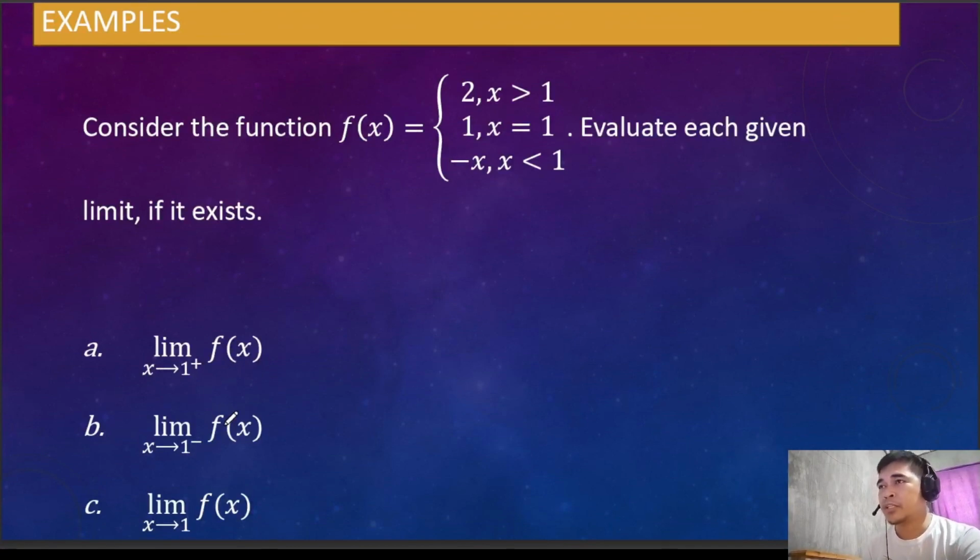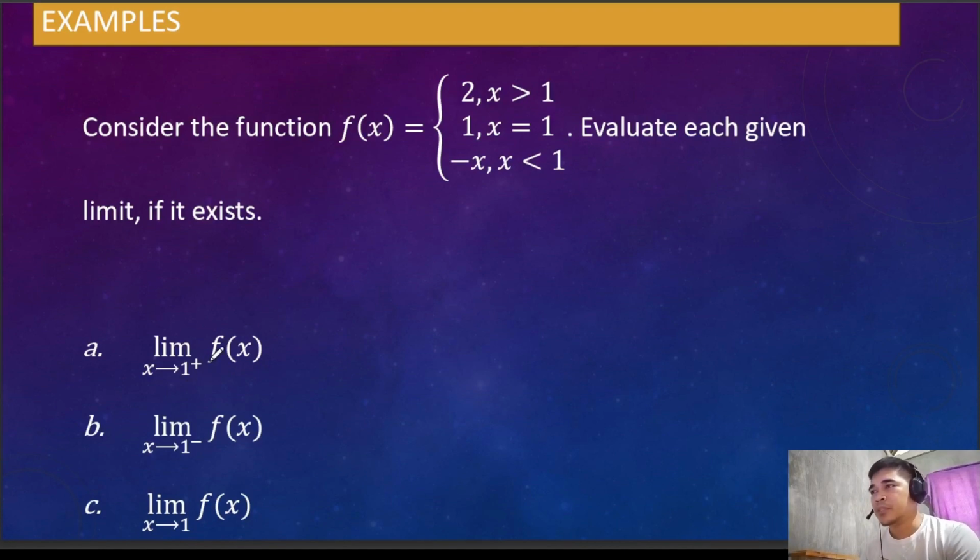Consider the function f of x is equal to 2 if x is greater than 1. F of x equals 1 if x is equal to 1. And then f of x equals negative x if x is less than 1. Evaluate each given limit if it exists. So we have 3 givens.